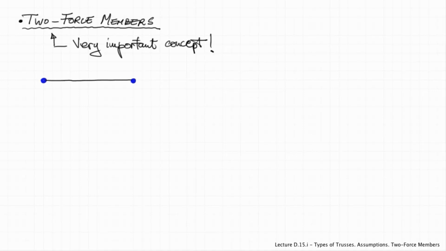So if we have a member, a straight member like the one in a truss, which is pin-ended and has some forces applied to it, we will end up with reaction forces at the ends of the member in two directions: horizontal forces and vertical forces, because the ends are pins.